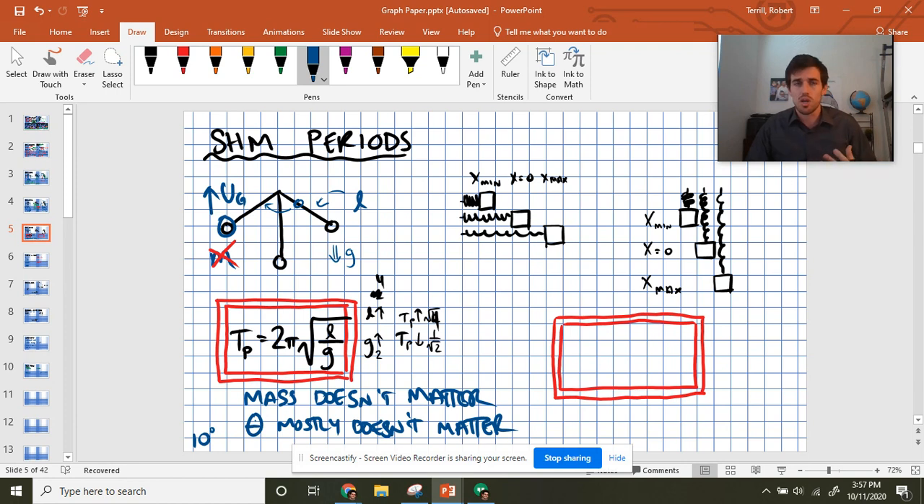Keep your angles low. You can kind of eyeball it. If this is upright, 10 degrees is about here. So just don't pull it too far, and you'll get results that work out just fine.